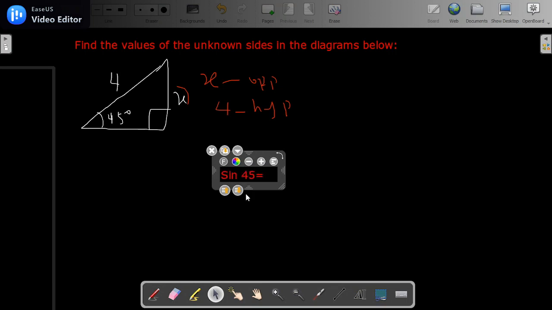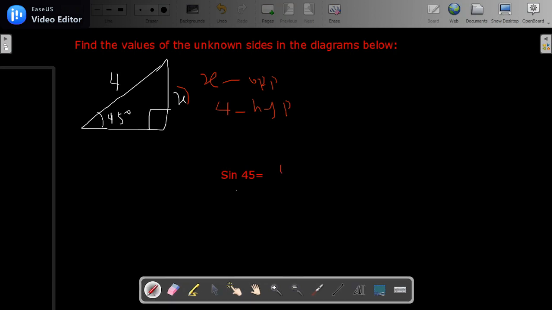45 is equal to, based on what we did, let's not apply that yet. We have sine 45 as opposite over hypotenuse. Sine is opposite over hypotenuse, as you know. So sine 45 here is going to be x, the opposite, over the hypotenuse, which is 4.